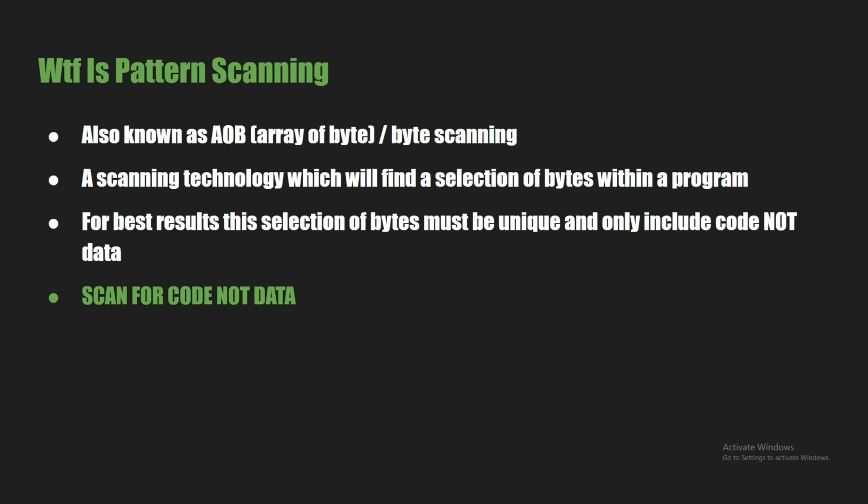Now, it says there, for the best results, this selection of bytes must be unique and only include code and not data. As I said there, reiterating, scanning for code and not data. What do I mean by that? You're scanning for instructions, not accessing data basically. So you're not going to scan for heap memory or offsets, things like that. You're only going to go for things that absolutely don't change, basically static values.